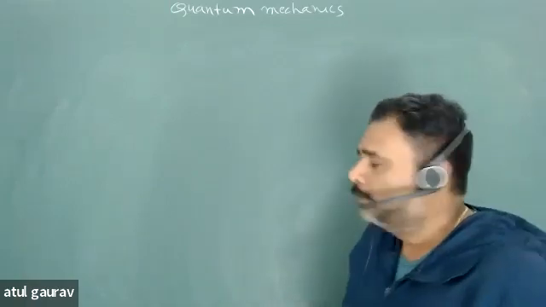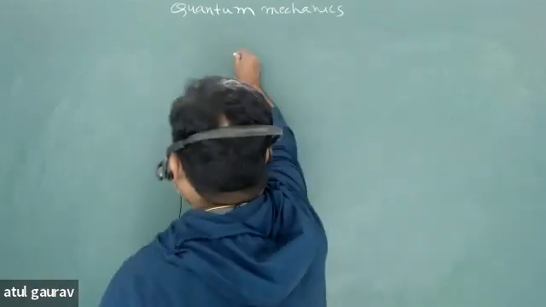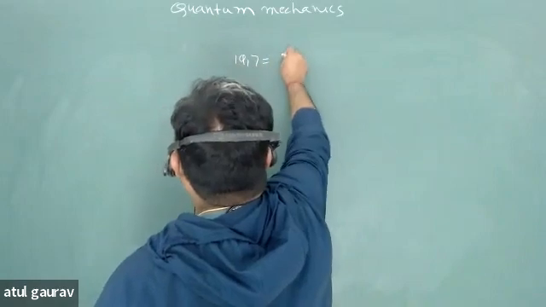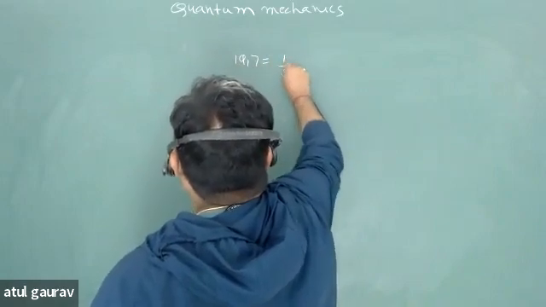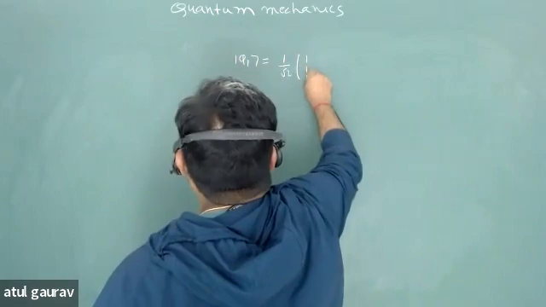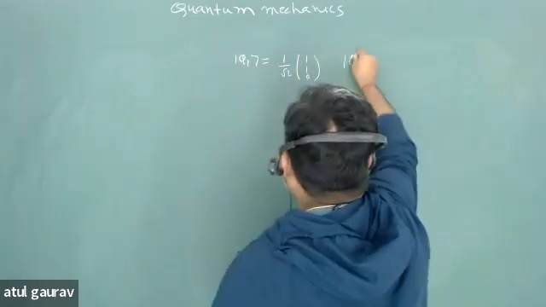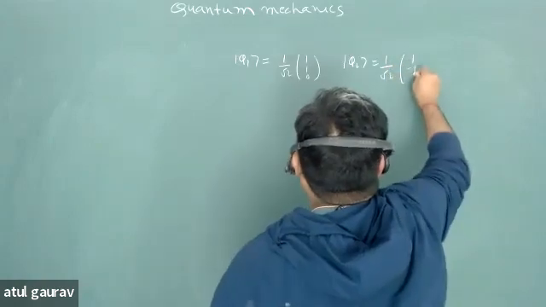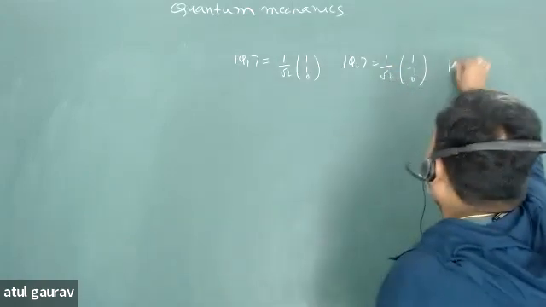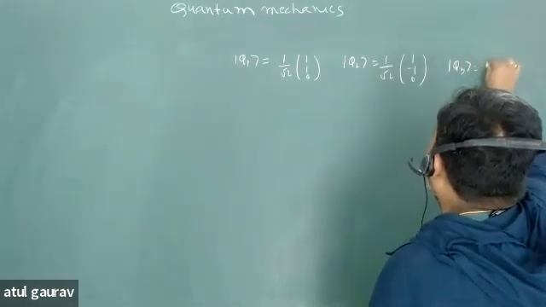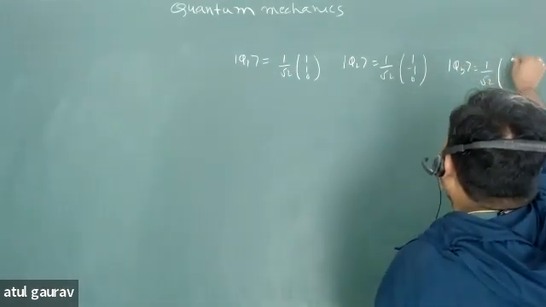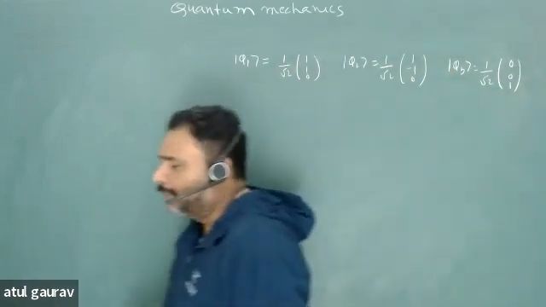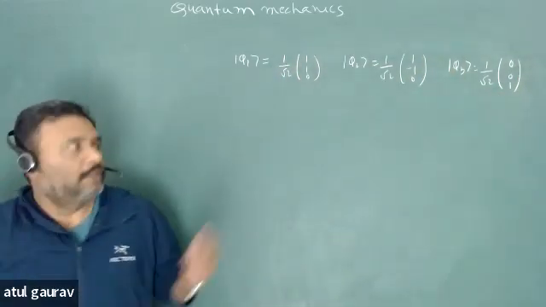Yes sir. Now let's try to go for it. Okay, you do this and show me. Phi 1 is equal to 1/√2 (1, 1, 0). Phi 2 is equal to 1/√2 (1, -1, 0), and let's say phi 3 is equal to 1/√2 (0, 0, 1). Are these vectors linearly independent? Just check it.